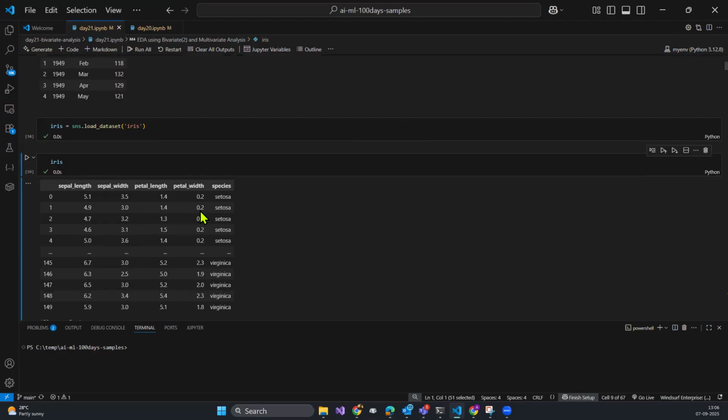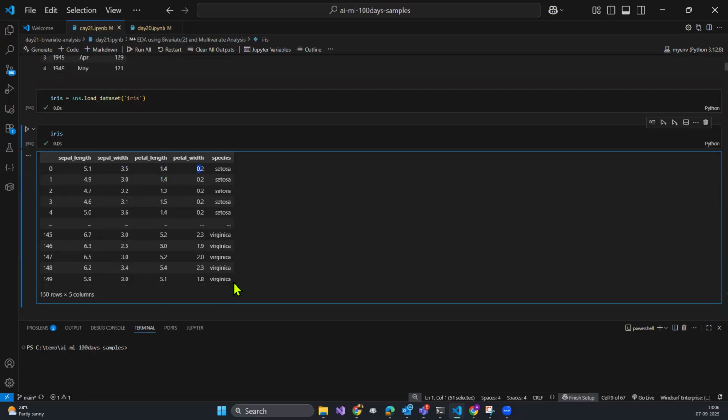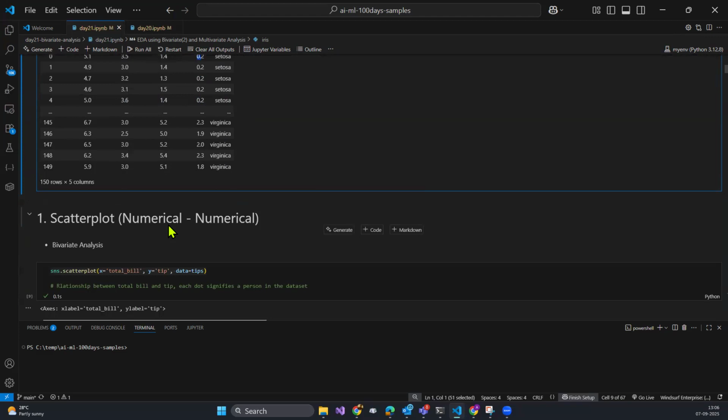It is available in Kaggle and all that. We can find it out. So it has all the species, and it tells us the sepal length, sepal width, petal length, petal width and species, right? So this is the iris data set.